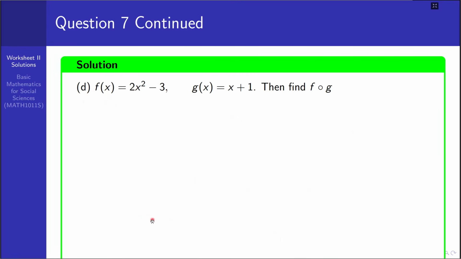Next question, f of x is given to be 2x squared minus 3 again, and g of x is x plus 1, then we are asked just to find f composite of g. F composite of g of x is equal to f of g of x, which is f of x plus 1, because g of x is x plus 1.